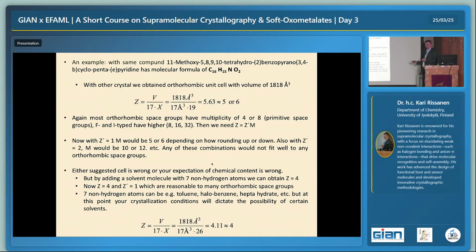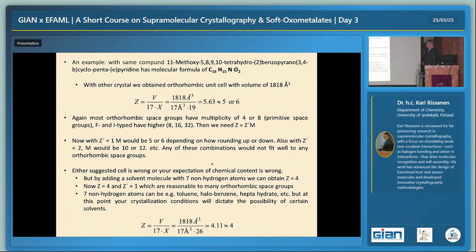wrong, or right. So now we can play a trick with this. We can think, okay, where did it come from? Did I crystallize it from somewhere? What was the solvent? Because we crystallized that from the solvent. Okay, let's think about something. Let's add, for example, solvent molecules. Let's add a toluene in there. We crystallized it from toluene. So could it be that our molecule is crystallizing with the toluene, and then the toluene is part of the structure?